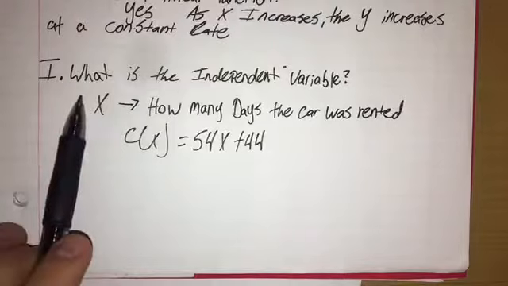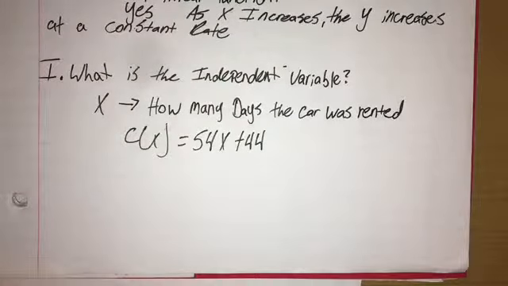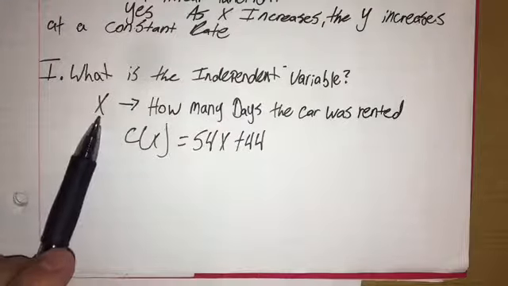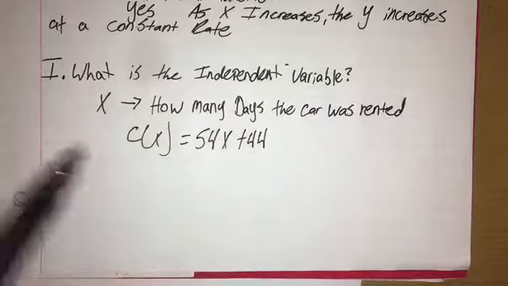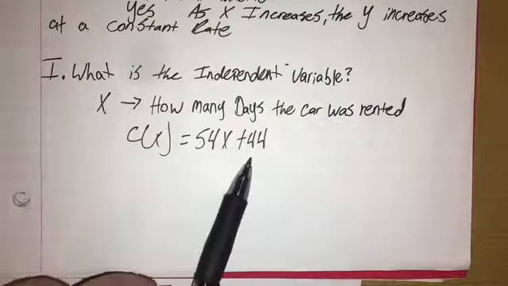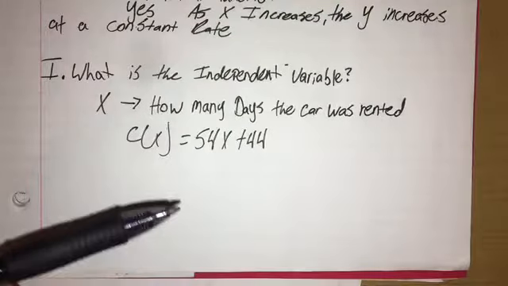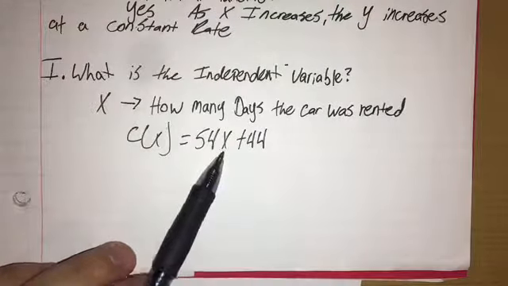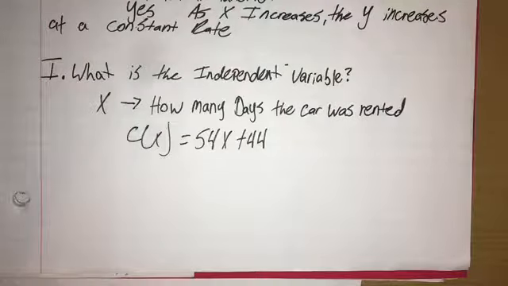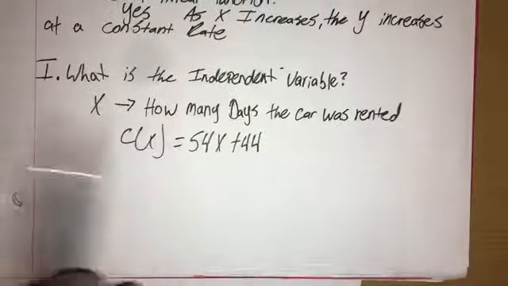When we look back at the problem, the next question it asks us is, what is the independent variable? For this, it's going to be the x, and that's how many days the car was rented. So we look back to the formula, it's 54x plus 44. The only thing that will be changed in the problem to give us a different y is when we plug into the x. And whenever there's an x value given, the y will be constantly increasing from whatever the x value plugged in.